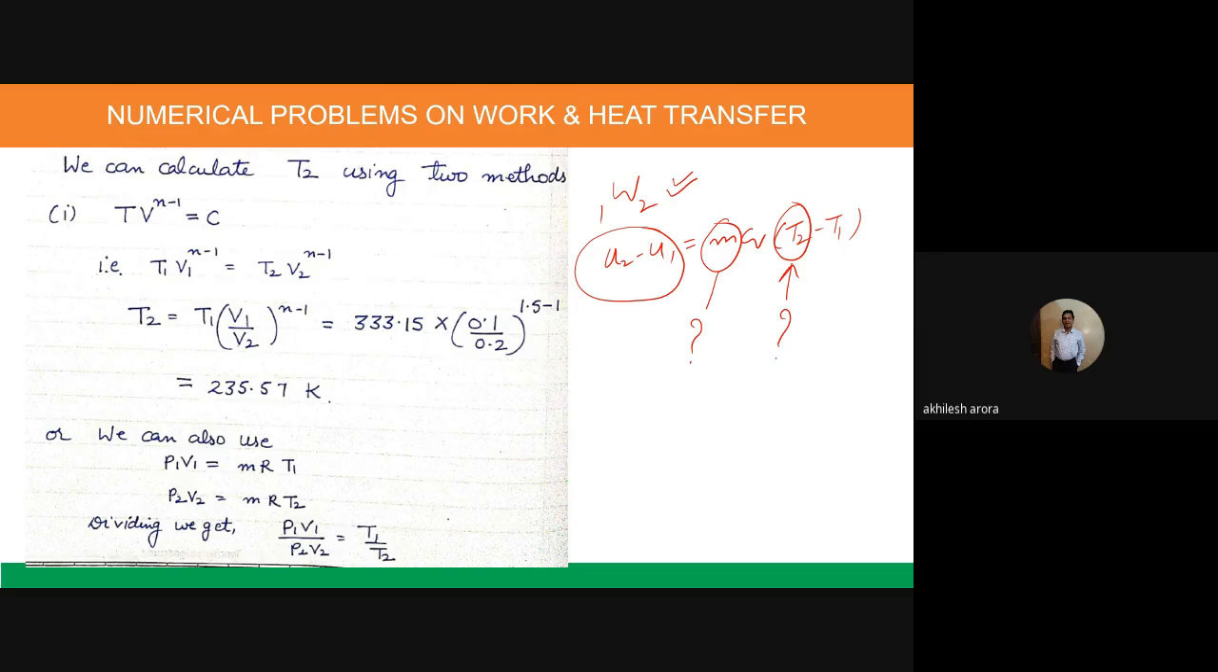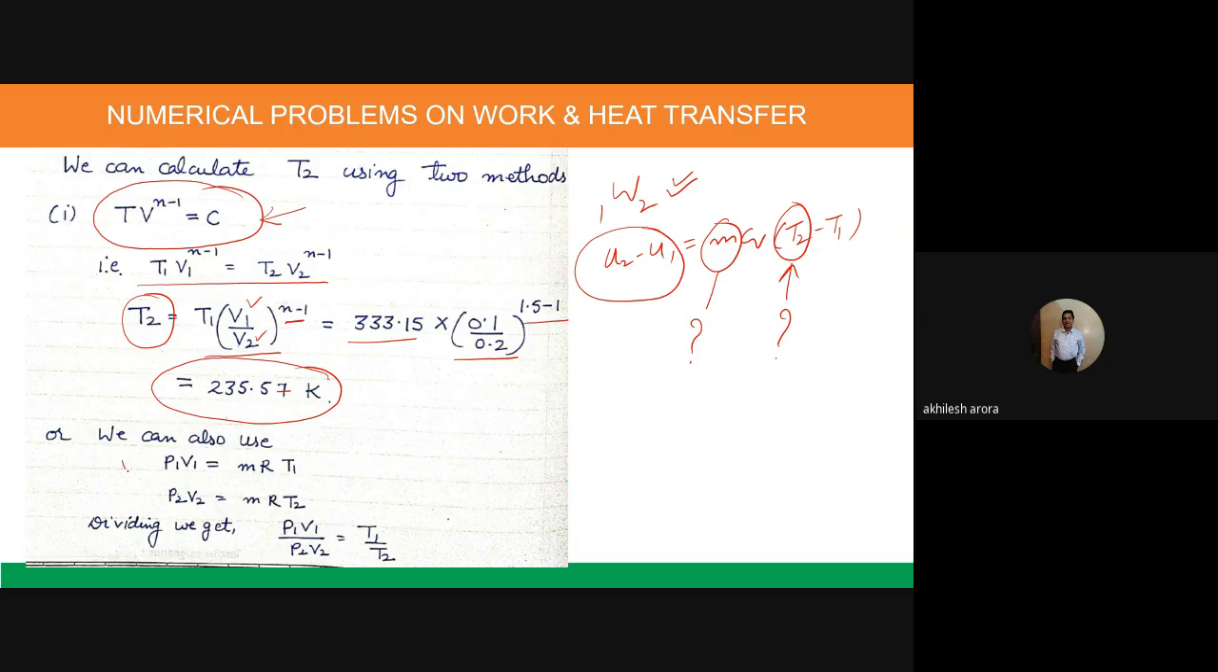So how to calculate the value of T2? I know that I can use this particular equation, which is T V raised to power n minus 1 is equal to constant. So T1 V1 raised to power n minus 1 is equal to T2 V2 raised to power n minus 1. So from here, the value of T2 is equal to T1 (V1 by V2) raised to n minus 1. You can put the values here. After putting all the values, the value of temperature T2 comes out to be 235.57 Kelvin.